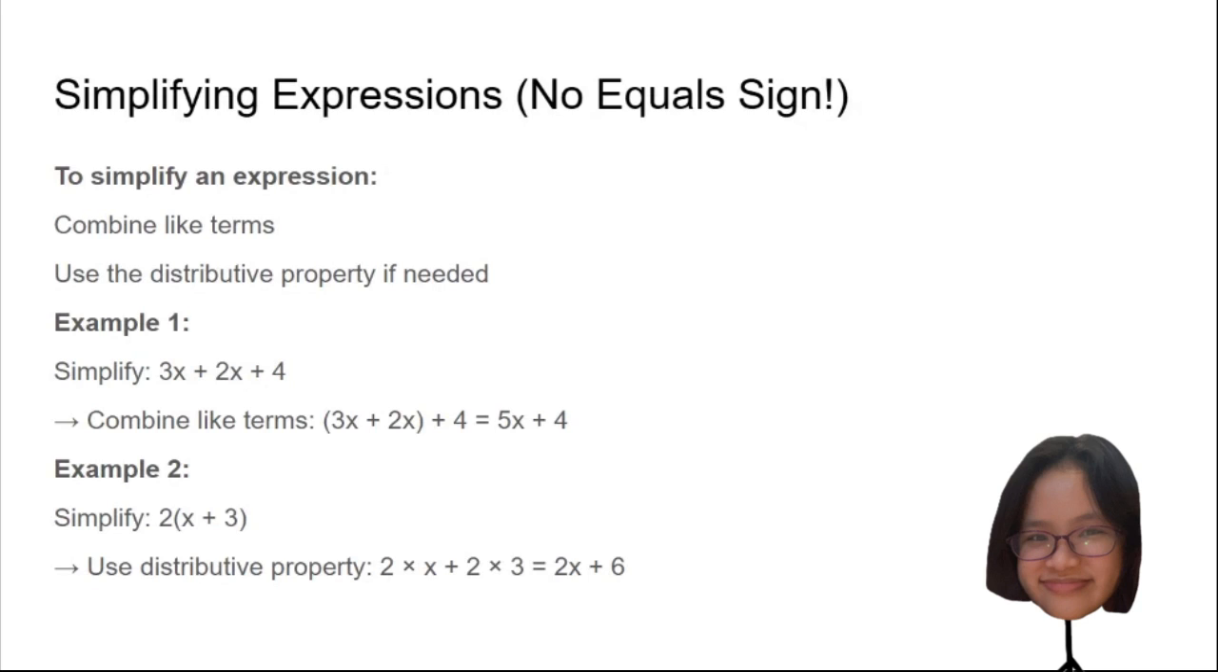For example 2, we have 2 times the bracket x plus 3. For this one, we have to use the distributive method. For example, we have to do 2 times x plus 2 times 3. In this one, we do not combine x plus 3 because they are not alike, and we have to multiply 2 with both x and 3. So the end product will become 2x plus 6.